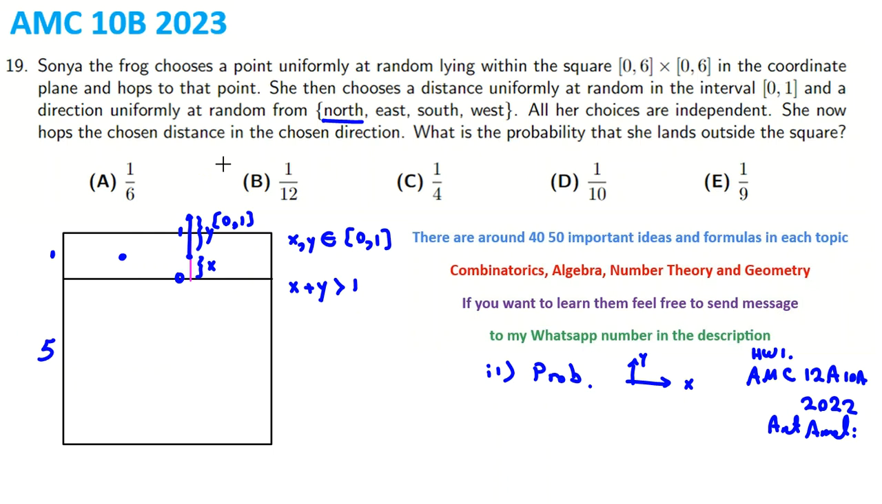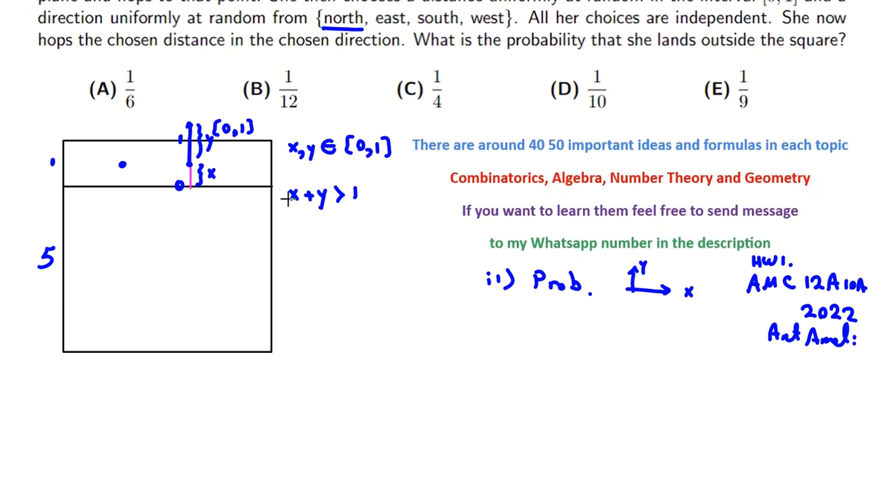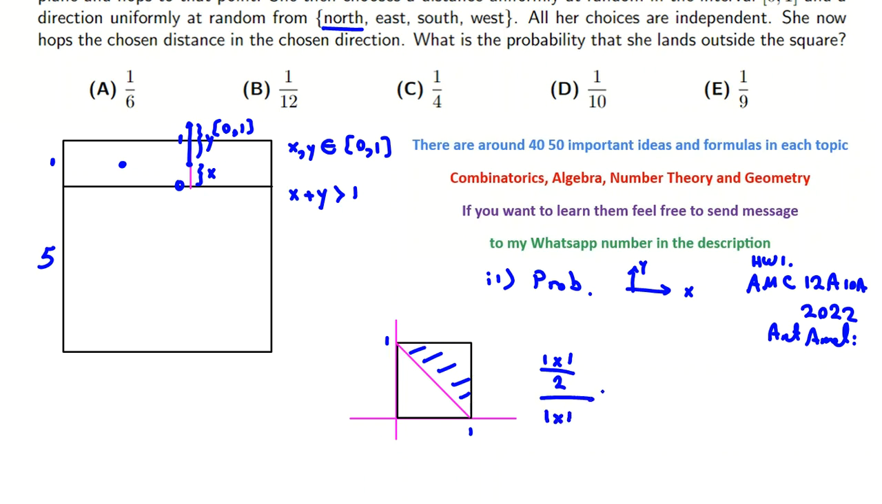Now here, x and y are from 0 to 1, and I want to see the probability that x plus y is greater than 1. So I should divide this area by the area of the whole square. It will be 1 times 1 over 2, over the area of the square, which is 1/2. So for each vertical line, the probability is 1/2 to go outside. For the next one, also 1/2, because for all of them it is 1/2. So in general, it is 1/2.